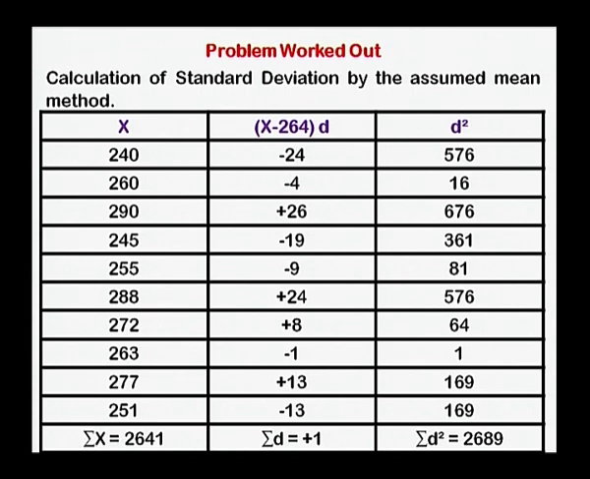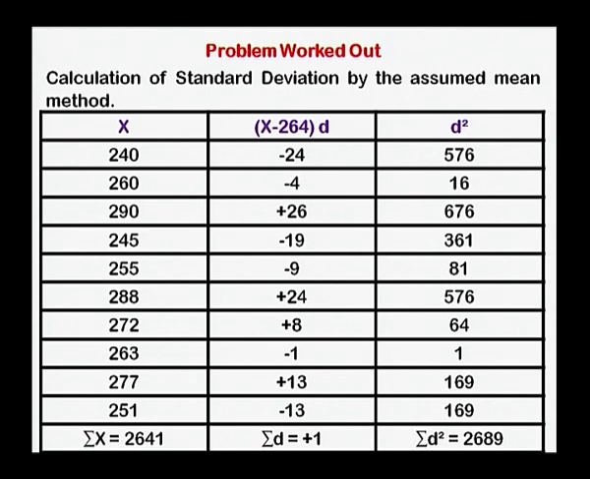And deviation is calculated on the basis of x and assumed mean, that is minus 24, minus 4, plus 26, minus 19, minus 9, plus 24, plus 8, minus 1, plus 13, minus 13. So, the difference is plus 1, or we can say the total of plus signs is greater than the total of minus signs, and the difference comes to plus 1.